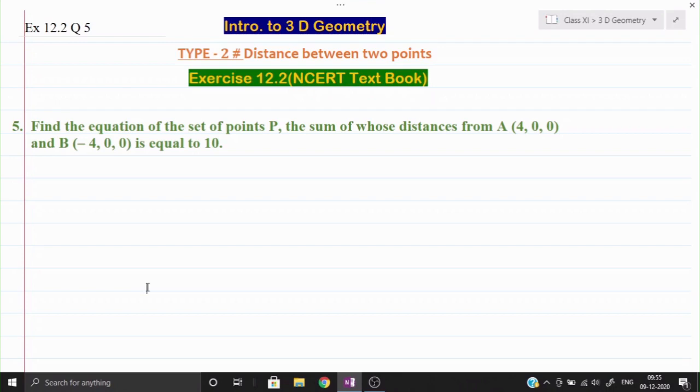So here you see what is the question given to us. Find the equation of the set of the points P, the sum of whose distances from A and B is equal to 10. Means if I take the distance from P to A as well as the distance from P to B, the value of PA and the value of PB, and add both of them, that will be equal to 10. That is given in the question. So let us see how we can solve this question.